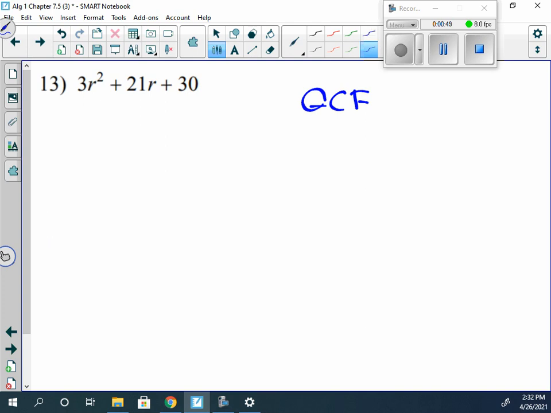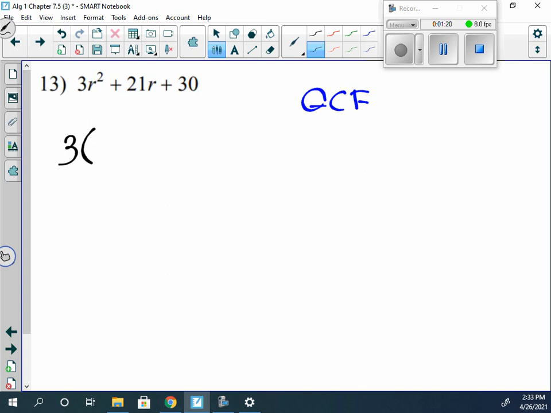So whenever we look at any quadratic, any of these higher degree polynomials, the first thing we really want to look at is, is there a greatest common factor? Is there a number in a term that will divide into all three? That is in common in all three. So when we look at this here, is there a number that goes into 3r squared, 21r, and 30? 3 goes into all of them, yes? So we can factor it out first. We're going to divide each term by 3.